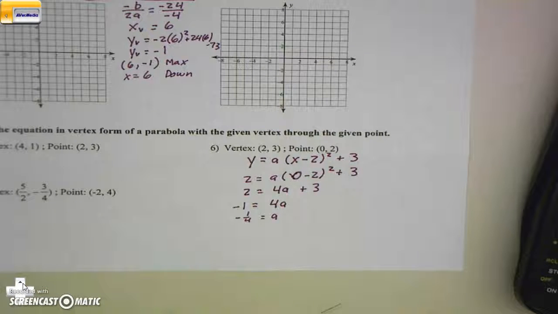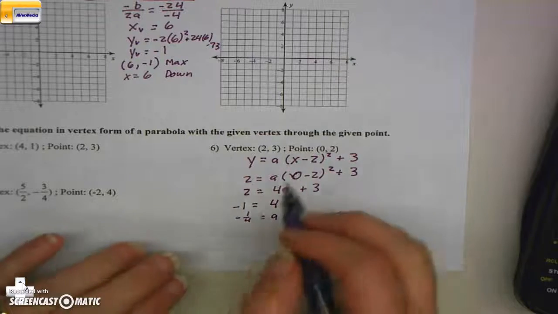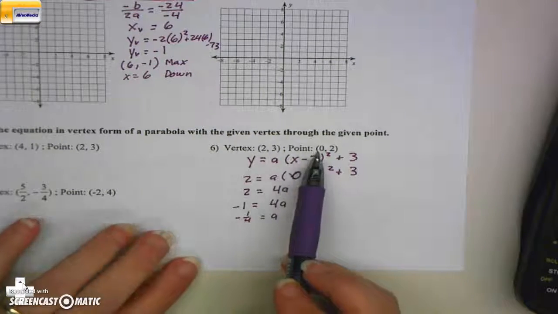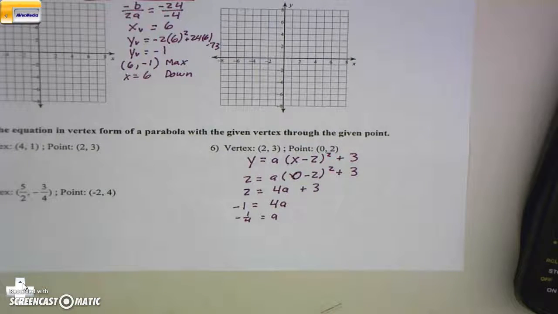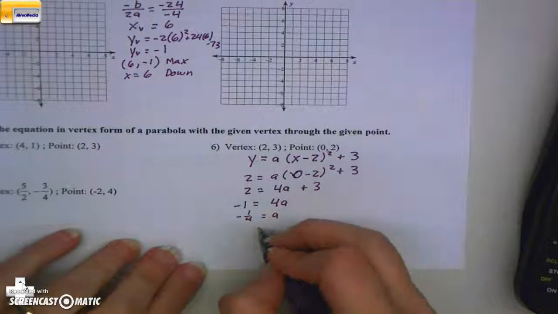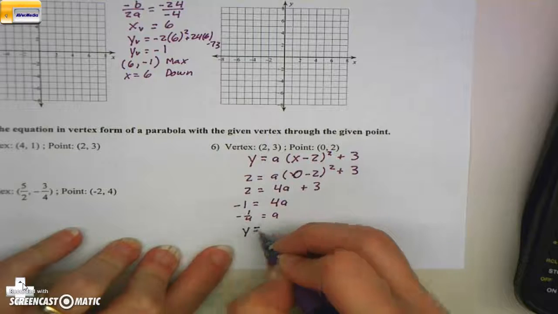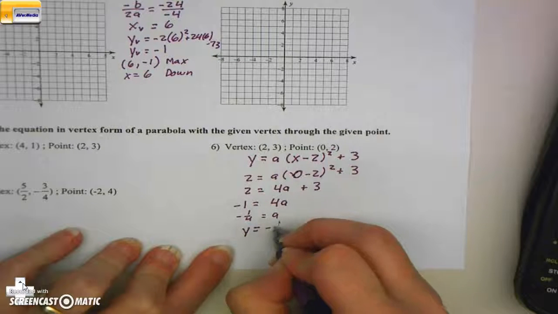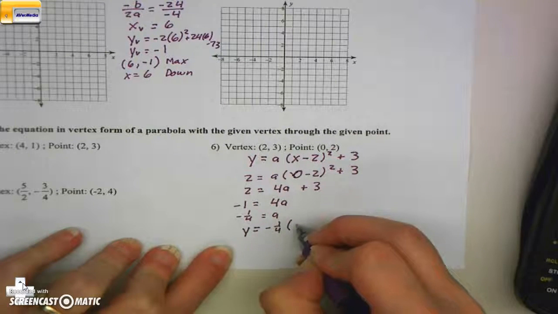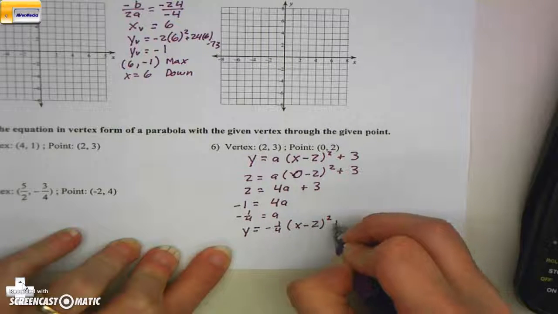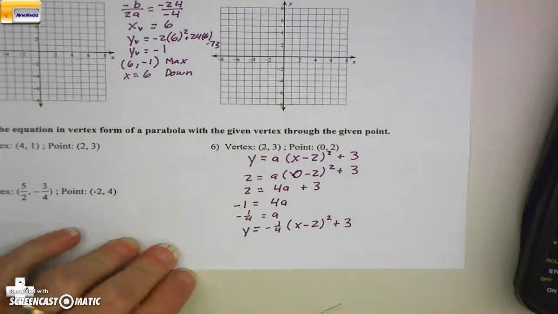For vertex form, you needed the a value and your vertex. And when you think about it, that makes sense. This was a vertex, and this point describes how far it spread out. So I've got y is equal to -1/4 times x minus 2, that quantity squared, plus 3.